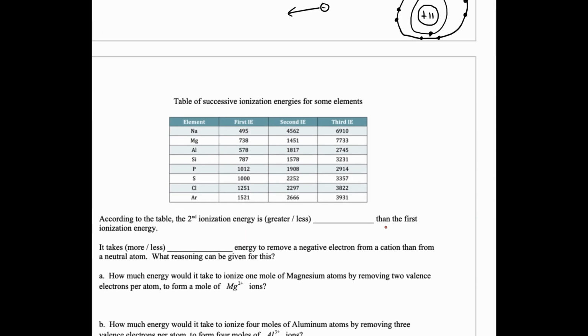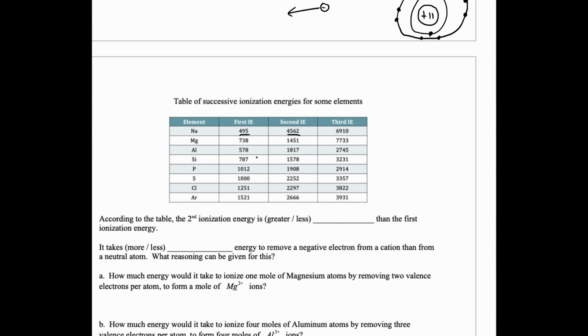That can be seen right here in the first and second ionization energies for sodium. We see here that the first ionization energy for sodium is quite low, the lowest on this particular chart. But that second ionization energy is huge, 10 times as much almost. That just shows that it's easy to pull off the first electron for sodium, but it's very difficult to pull that second electron off.